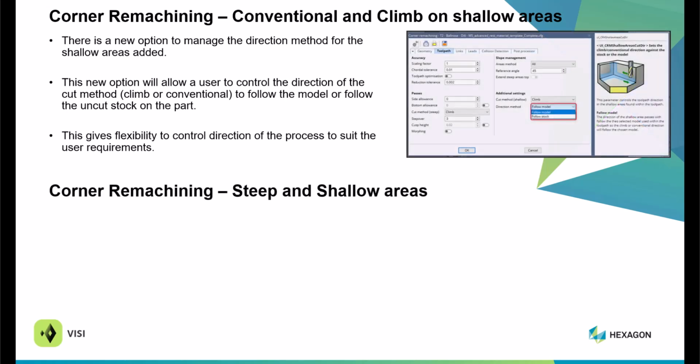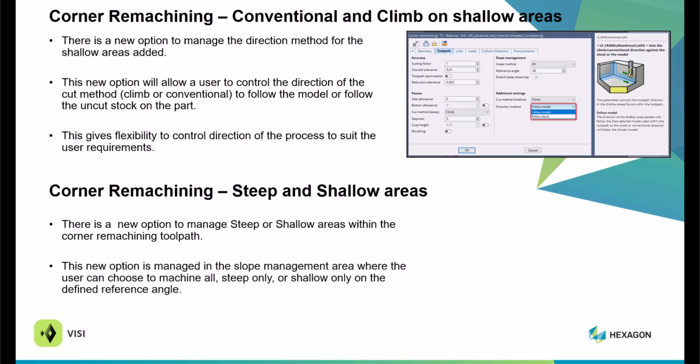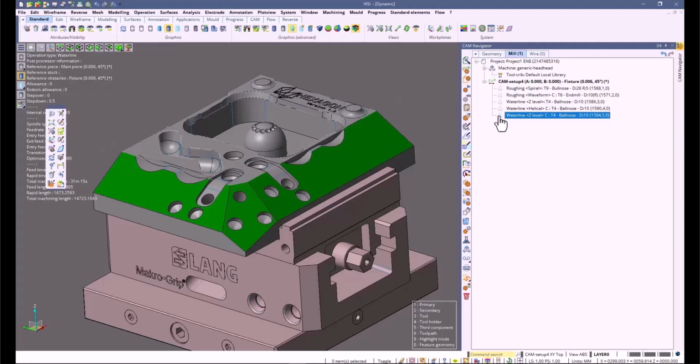Also within corner machining, steep and shallow areas. There's a new option to manage steep or shallow areas within a corner toolpath. This option is managed through the slope management area, where you can choose to machine all the steep areas or all the shallow areas on different reference angles. So here's just a video showcasing the last couple of slides.